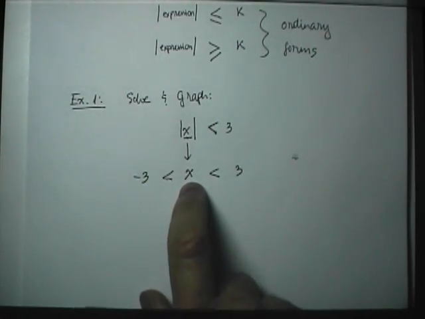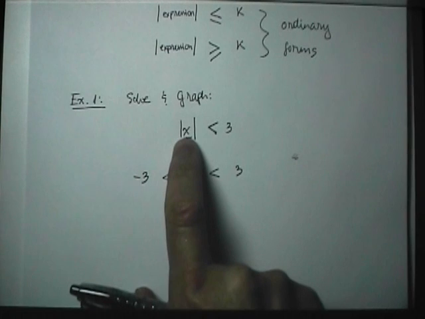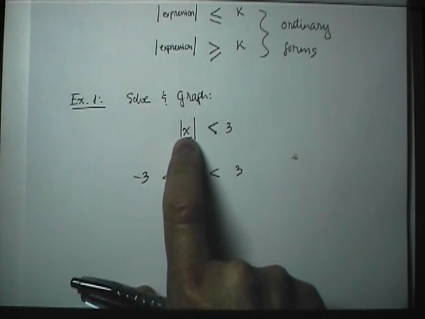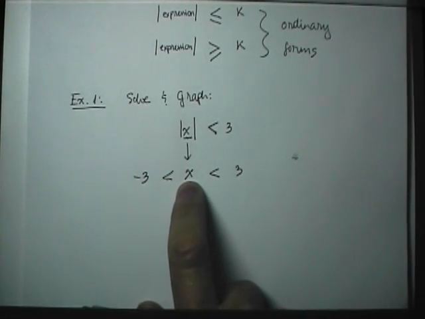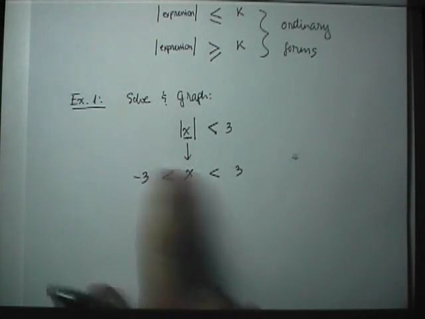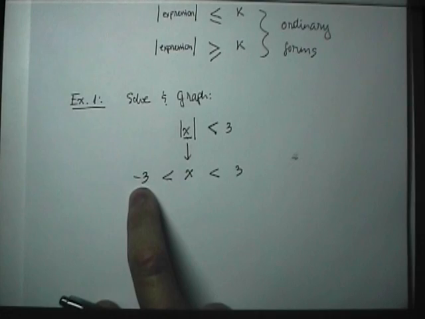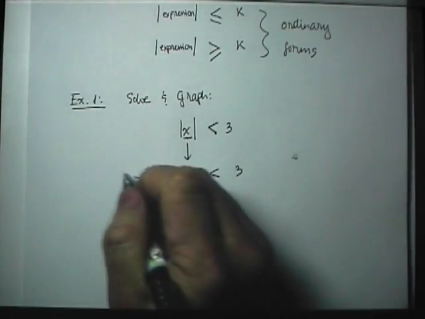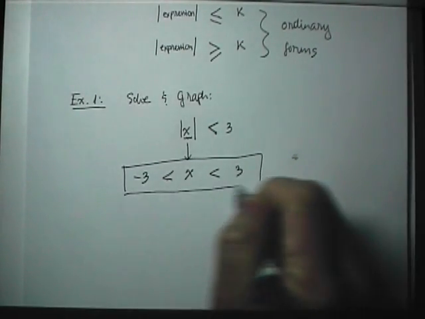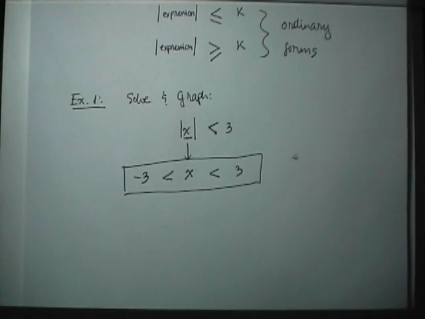Then the expression that was in the absolute value sign, now you no longer need the absolute value sign. So immediately you solve for the inequality. x has to be greater than negative 3 and less than 3. So that's how you logically solve that inequality. I think it's just that simple.